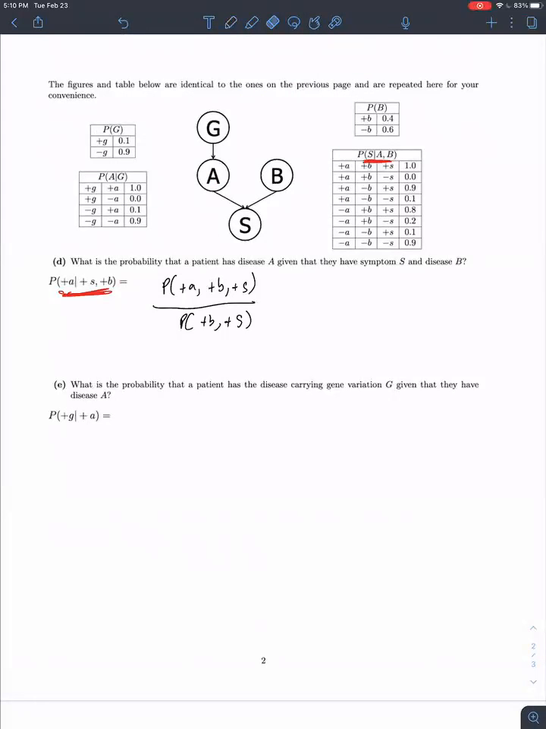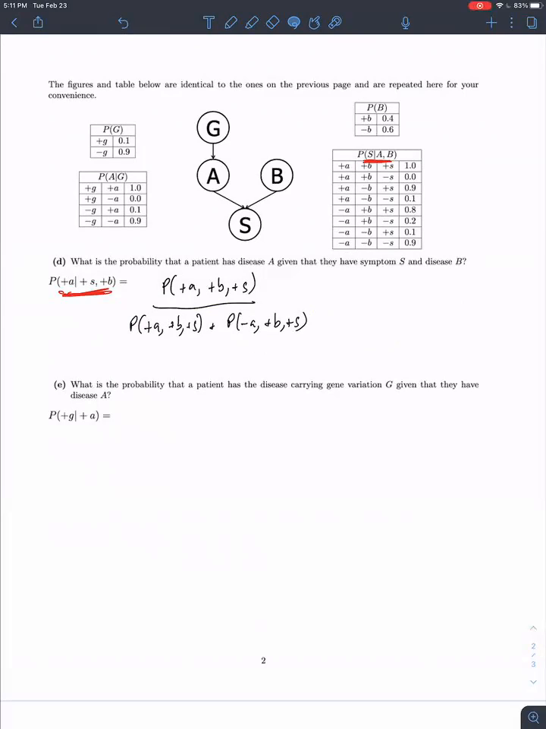The way we're going to do that is, again, we're going to use this law of total probability, which is: the probability that you're positive for B and positive for S is equal to the probability that you're positive for A, positive for B, positive for S, plus the probability that you're negative for A, positive for B, positive for S. Because either you're positive for A or you're negative for A. All right, so we'll move this expression over a bit, and then we'll think about it a little bit more.